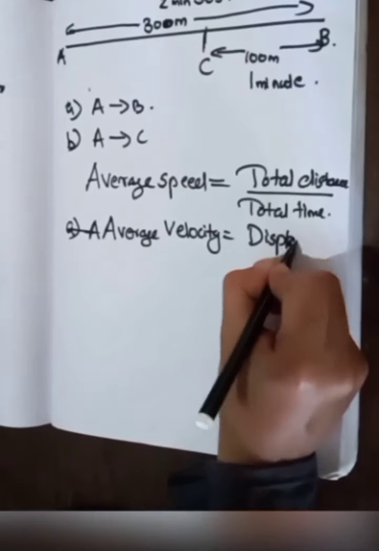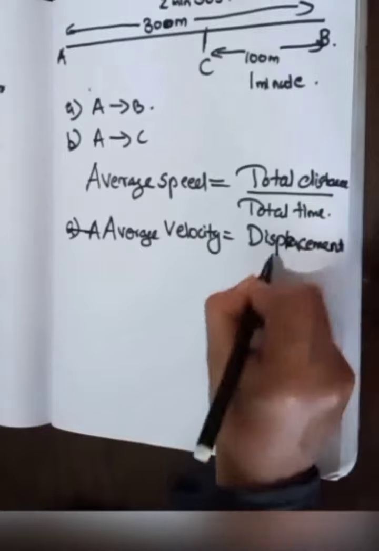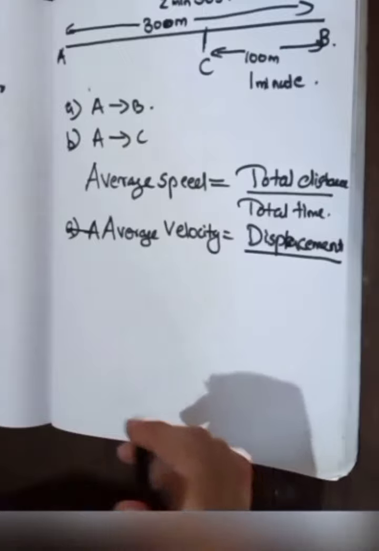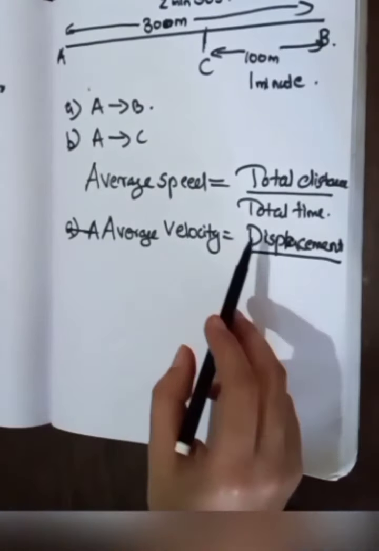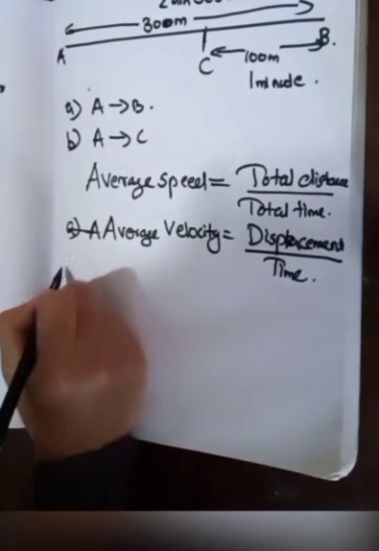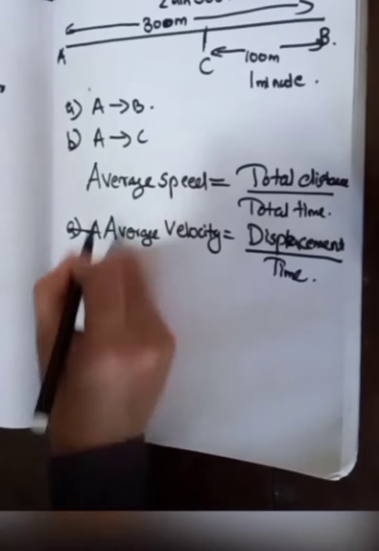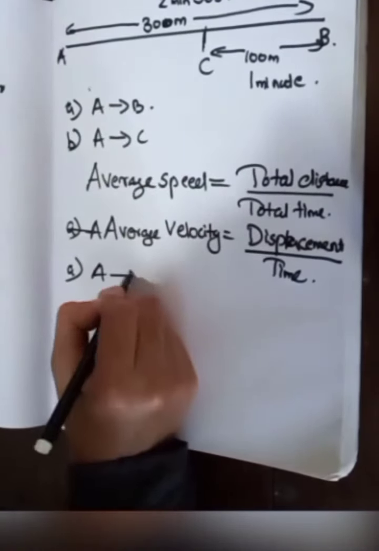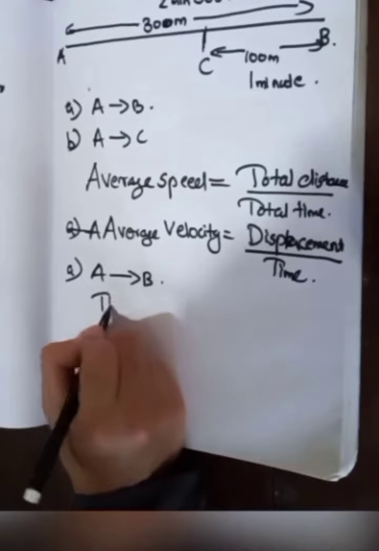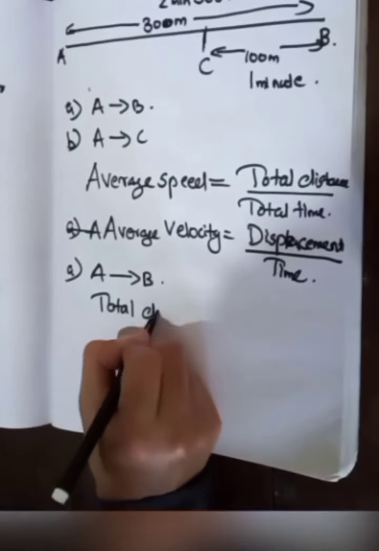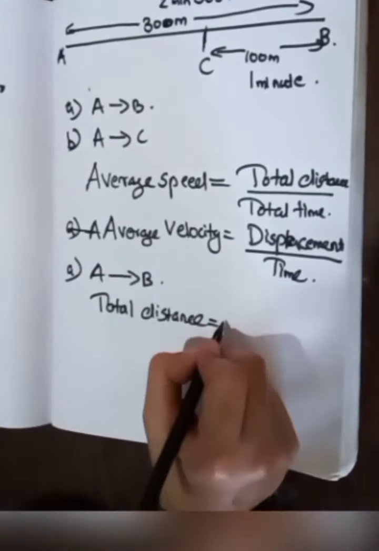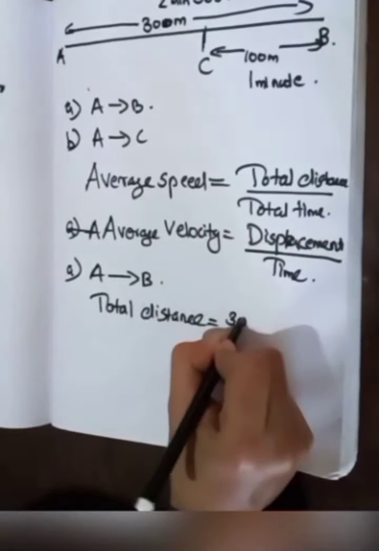Average velocity, we studied that the equation for average velocity is initial velocity plus final velocity by 2. And the equation for average velocity can also be written as displacement by time. It is also correct. Here the first case, the first question from A to B. First we have to calculate the total distance from A to B. Total distance is equal to 300 meter.